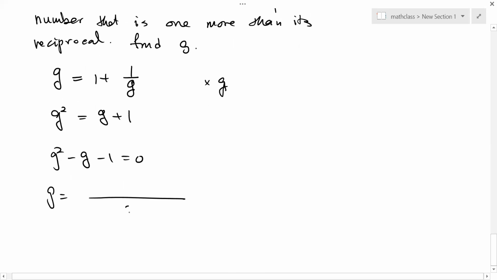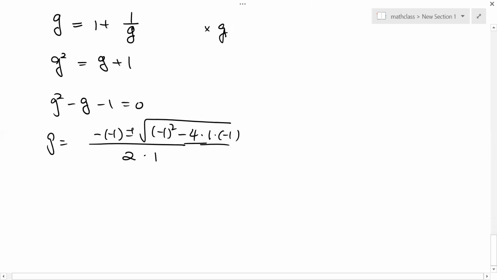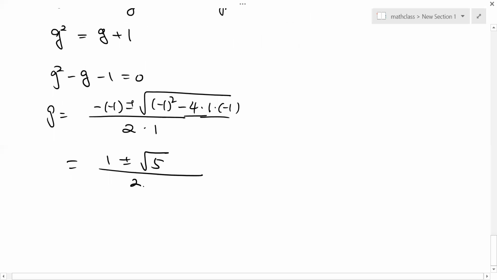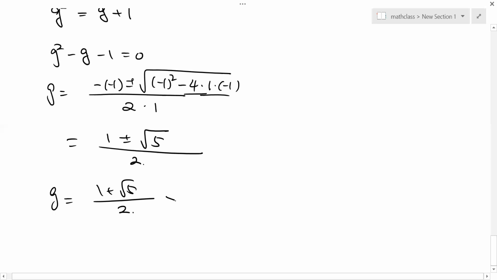So the quadratic formula tells you it's negative b plus or minus the square root of b squared minus 4ac, right? Then after you simplify, it's 1 plus or minus square root of 5 over 2. But one number is small and negative, the other is positive. So the answer was 1 plus square root of 5 over 2. This is a positive number.